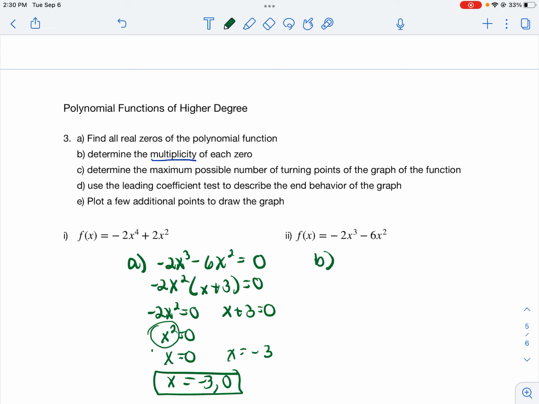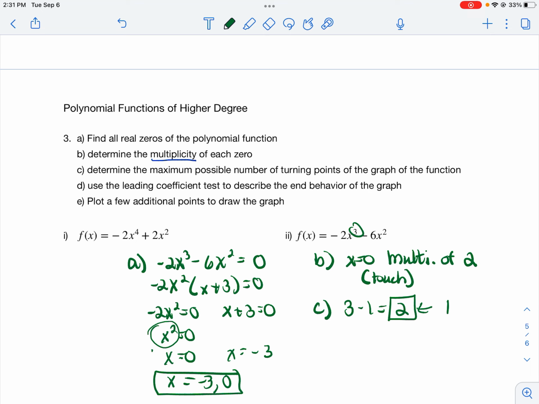B, find the multiplicity. Well, again, the 0 was repeated. So x equals 0 has multiplicity of 2. And since it's an even multiplicity, that tells me it's only going to touch the x-axis at that point and not cross it. But at negative 3, it's going to cross the x-axis. C, determine the maximum number of turning points. So our degree is 3. So 3 minus 1 gives 2. So we have 2 turning points.